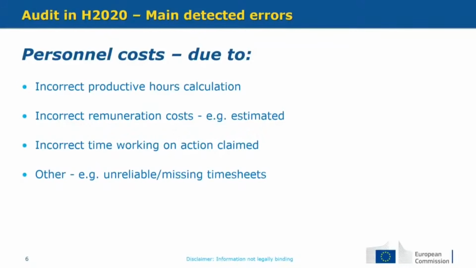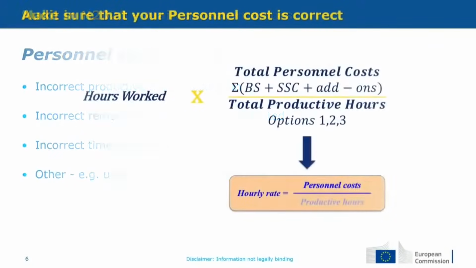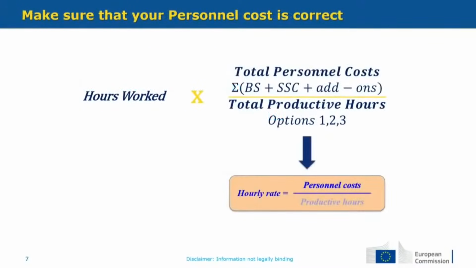And of course, all the elements explained by my colleague David earlier about the timesheets should obviously be taken into account, because this may lead to errors if this is not the case. And of course, unreliable or missing timesheets may lead to rejection of cost or to calculation of adjustments by the auditors, just to make sure that the personnel cost is correct. So how to tackle these errors?